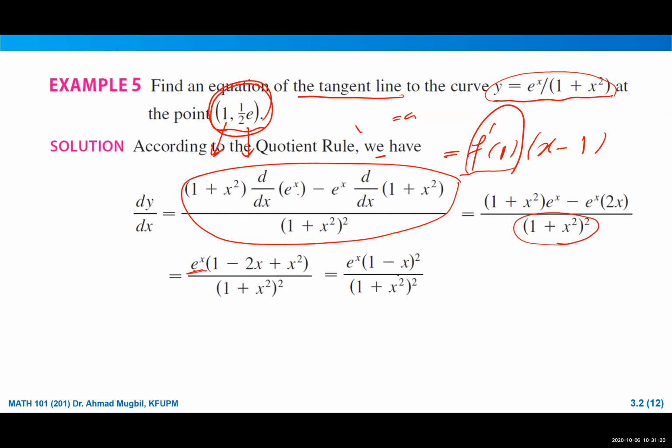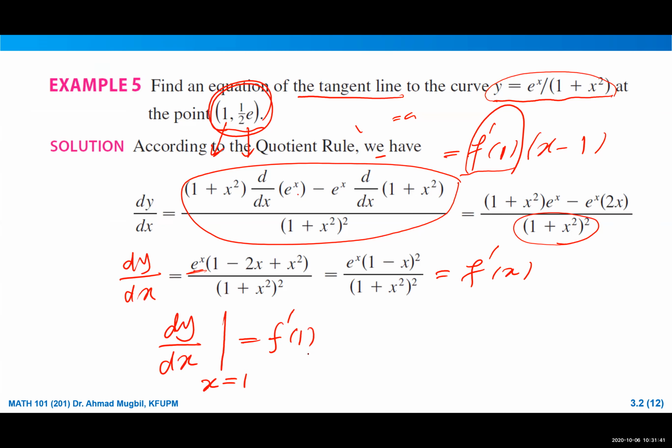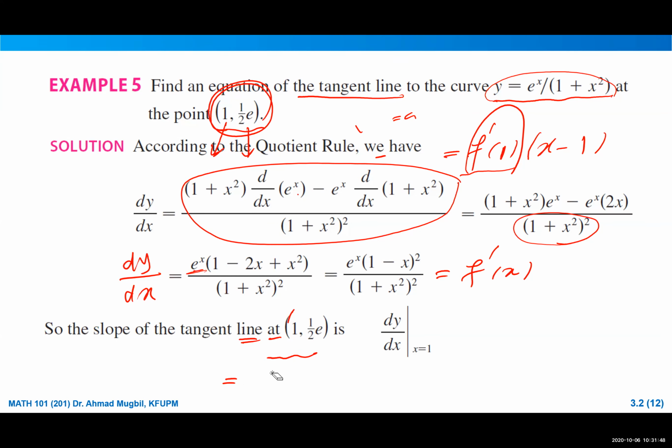Now, this is, guys, f of x prime. This is the derivative of x. What you want now is the derivative at 1. So this is dy dx. I want now dy dx at x equals what? At x equals 1. So this is f prime at 1, guys. This is, of course, the Newton notation. This is the Leibniz notation. So this is what we have according to the tangent line at this point.